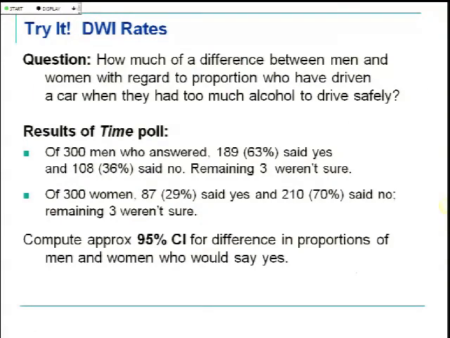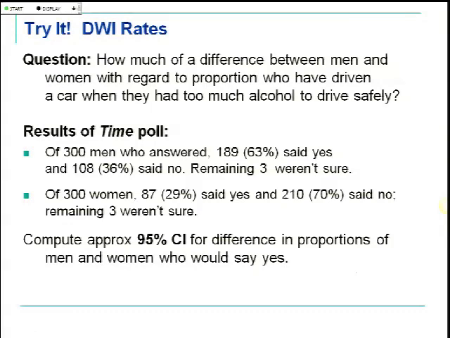Let's try it out. Here's that poll result, asking men and women if you've ever driven when you probably should not have. 300 men, 300 women. Kind of interesting results. Of the 300 men, 189, or 63%, said yes, they have. 108 had responded no, have not. There were three that weren't sure. How are you not sure? I don't know. But then you go to the women, the 300 women, and 87 said yes. Large number, 210 said no, and there were three of them that weren't sure.